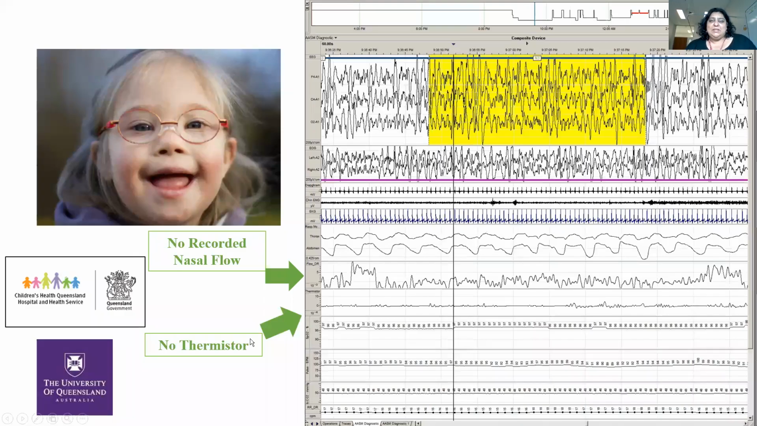Unfortunately, it's not always as perfect as that. This slide here shows that recording in children with Down syndrome can be difficult. Here we have no flow recording because the child did not tolerate the nasal flow and also did not tolerate the thermistor, which we often use as a surrogate measure of flow in children.